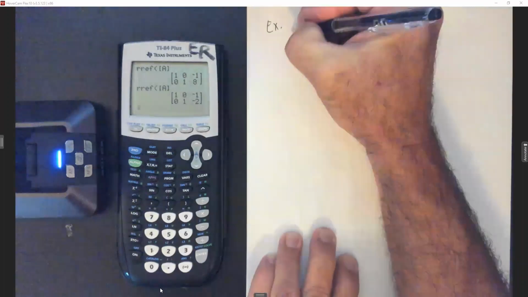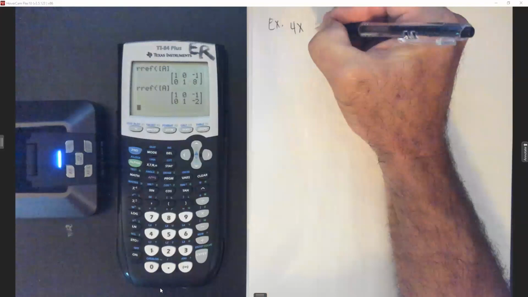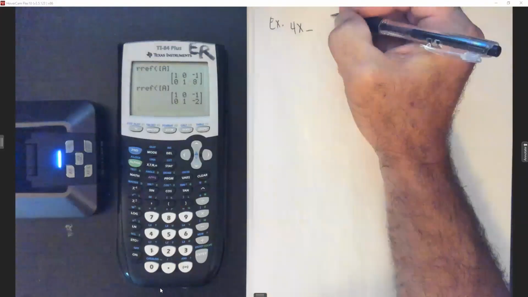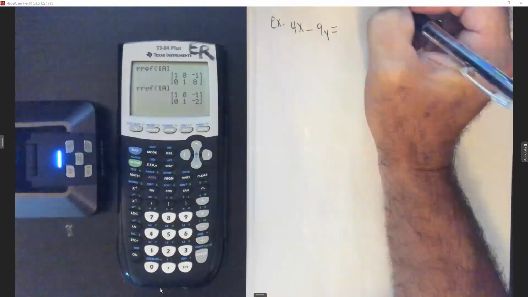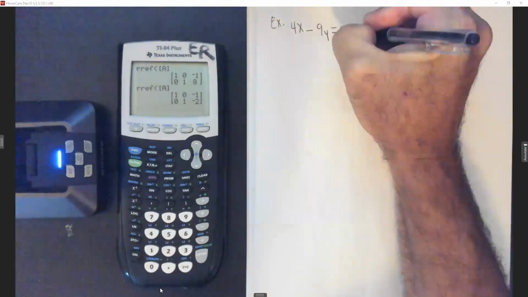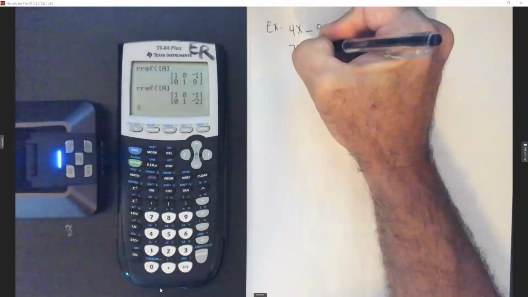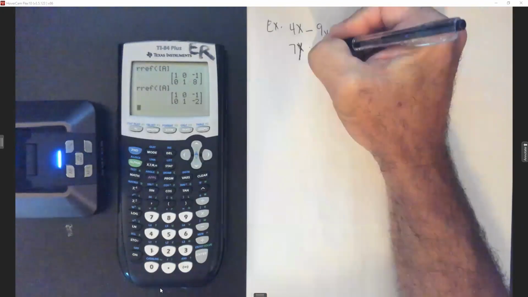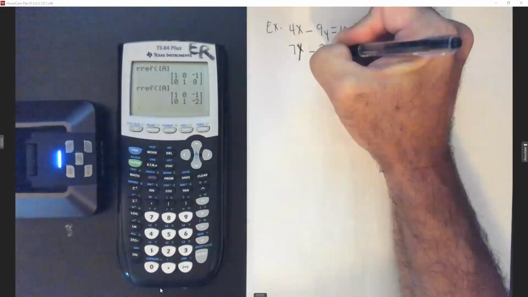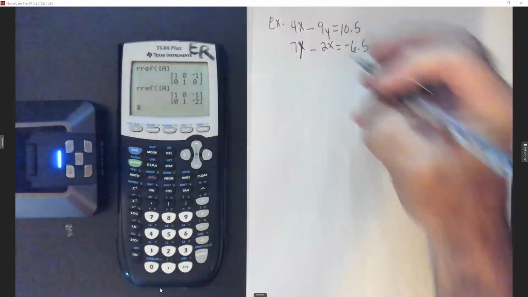All right, y'all, 4x minus 9y equals 10.5. 7x, whoops, time out, that was a 7y. 7y minus 2x equals a negative 6.5. So remember, that was a 7y minus 2x on this one.